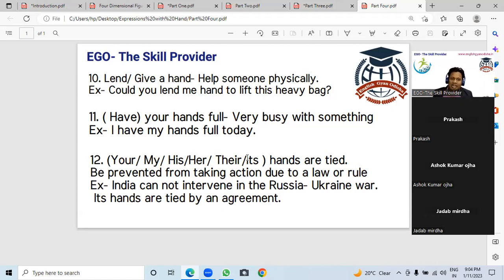You can use lend a hand or give a hand. In both ways you can say it. So let me give an example here. Could you lend me a hand to lift this heavy bag? Could you please lend me your hand? Could you please give me your hand?